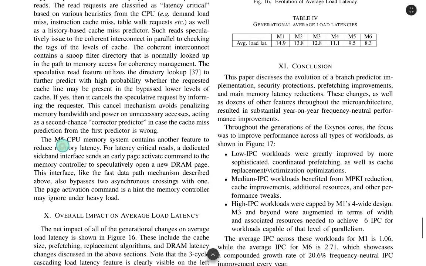The M5 CPU system contains another feature to reduce the memory latency. For latency critical reads, a dedicated side-band interconnect sends an early page activate command to the memory controller to speculatively open a new DRAM page. This interface, like the fast data path mechanism described above, also bypasses two asynchronous crossings with one. The page activation command is a hint; the memory controller may ignore it under heavy load.